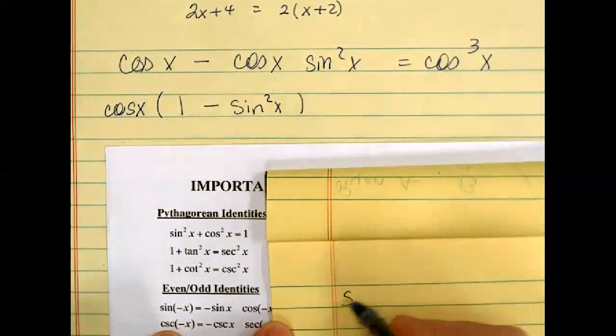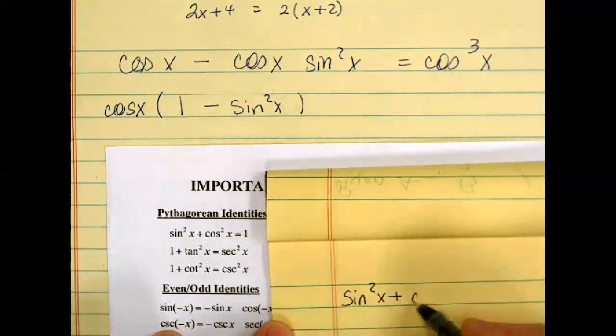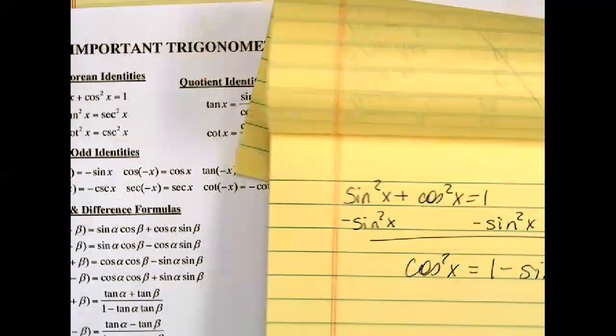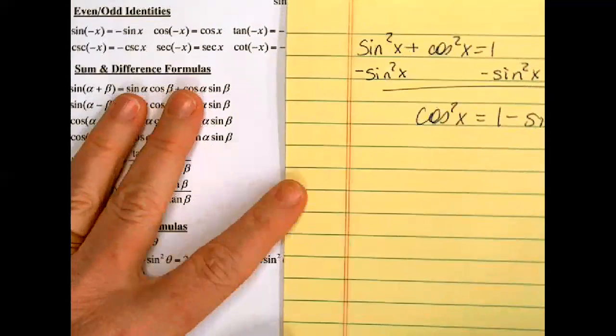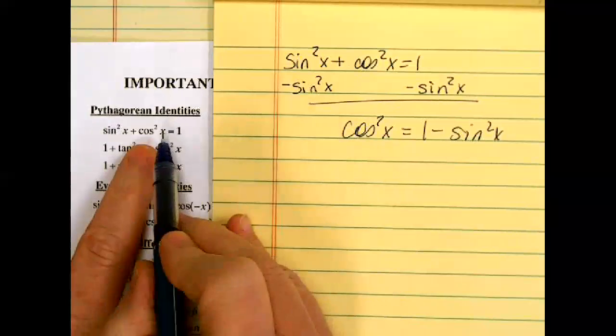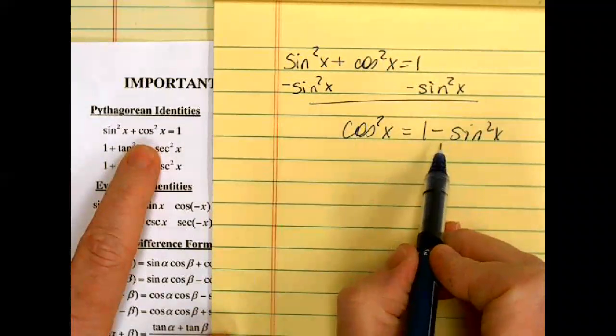So I'm going to rearrange it here. It says sine squared x plus cosine squared x equals 1. Well, I'm going to subtract sine squared x from each side just to see what happens, because I want to try to make it say 1 minus sine squared x. And I get cosine squared x equals 1 minus sine squared x. Okay, these two things are equal. This is that same Pythagorean identity from right here. It's just written in a different way.